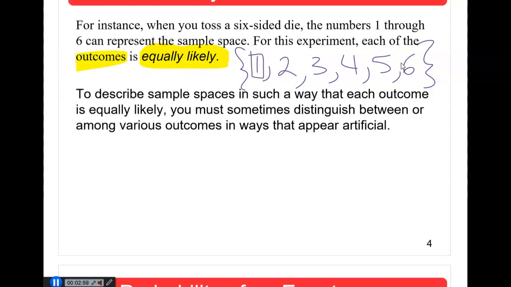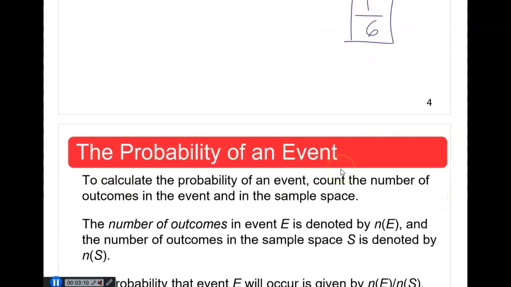Since you have 6 outcomes in total, the probability to land on each number will be 1 over 6, but we will do more examples of that.